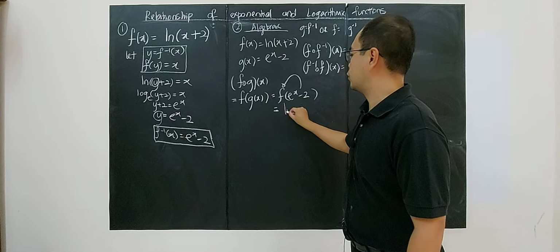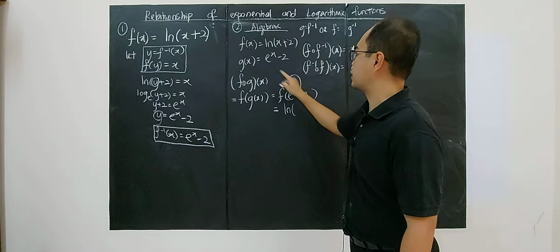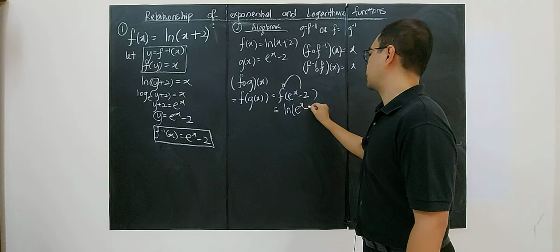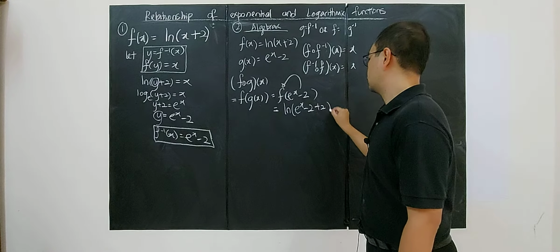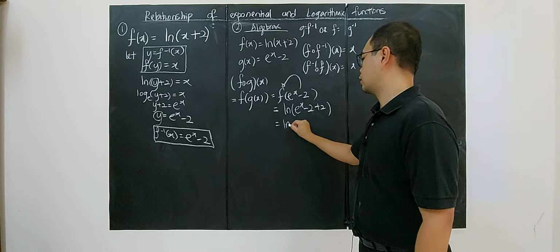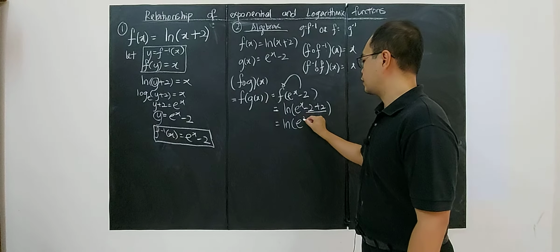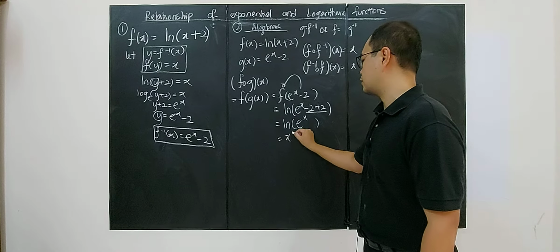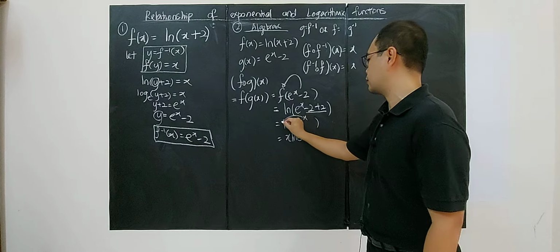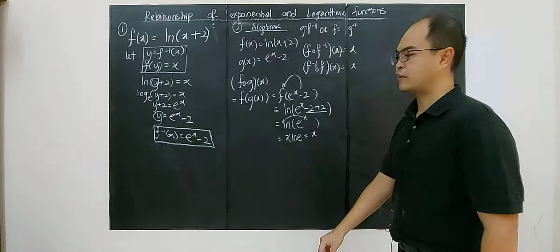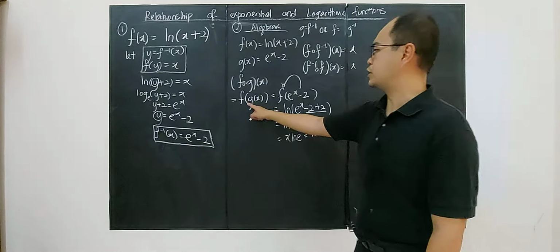So you have ln(e^x - 2), where this one is replaced by e^x - 2, plus 2. Then you can see that -2 plus 2 is 0, so you have ln(e^x). You bring down the x, so you have x ln e, and ln e is 1, so you have x. This shows that your f(g(x)) is x.